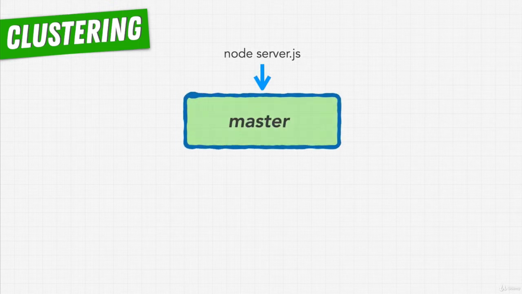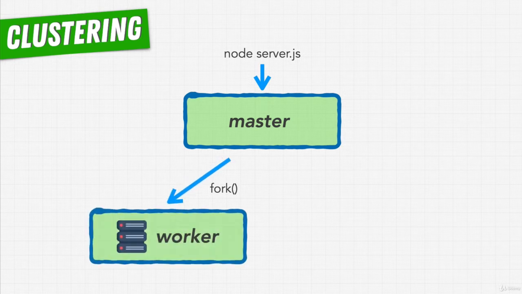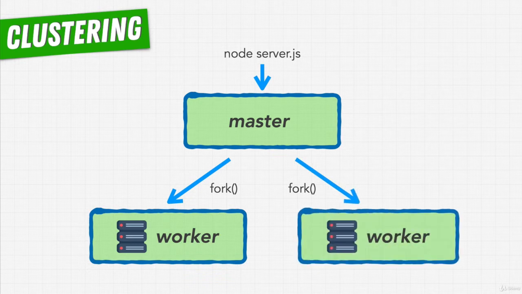To recap, our cluster module allows us to start a server which creates a master process that can then use the fork function to create child processes or worker processes, which can do things like respond to requests in your server. And you can call fork however many times you like to create new workers. We're very familiar with this flow.